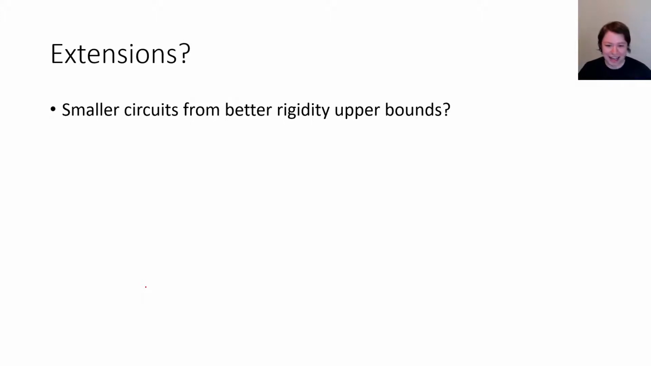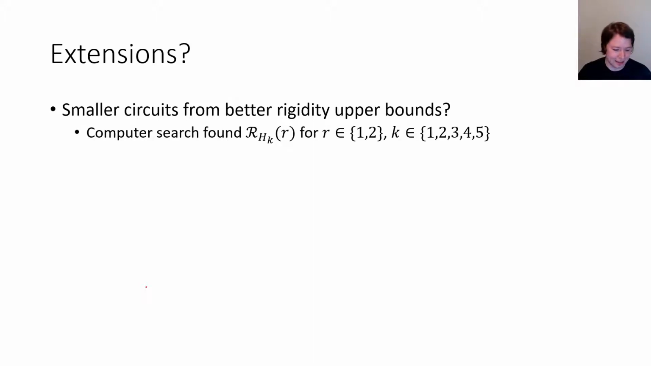And actually, I don't know how to rule this out in general. So I used a computer search to show that if you pick the rigid rank to be 1 or 2 and k to be at most 5, then you can't use the rigidity in one of these small cases to improve the size of the circuits you get.